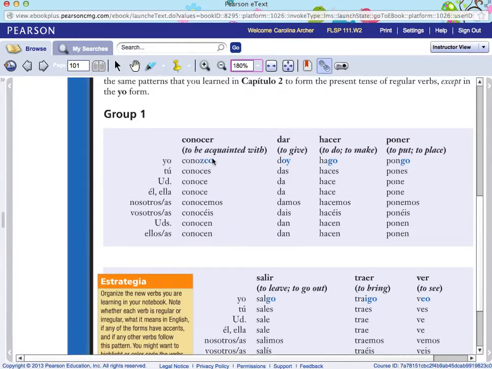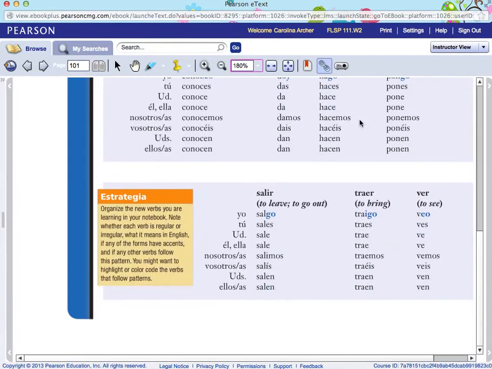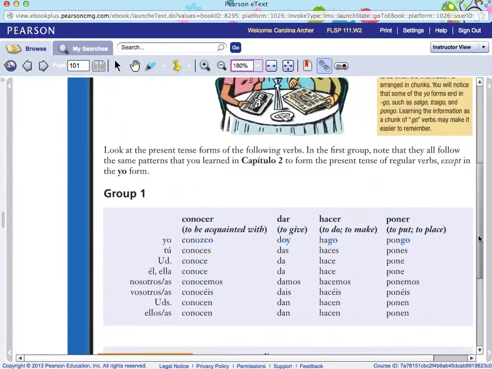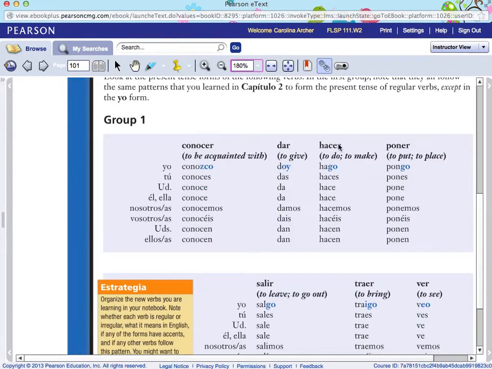It's pretty irregular, okay? The same thing with dar, okay? It's not going to follow the norm for regular verbs, the yo form, yo doy. Conocer means to be acquainted with, dar means to give. So these are very common words that we use all the time. Okay, so it's very important that you know how to use them. Hacer, we use that word all the time, to do or to make. Okay, and poner, to put or to place.